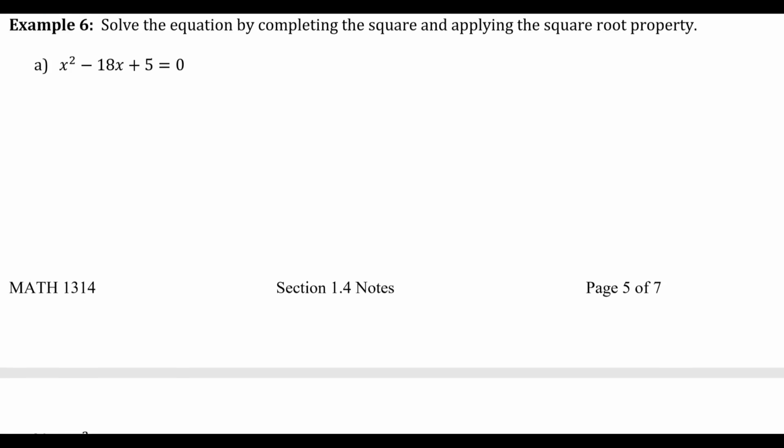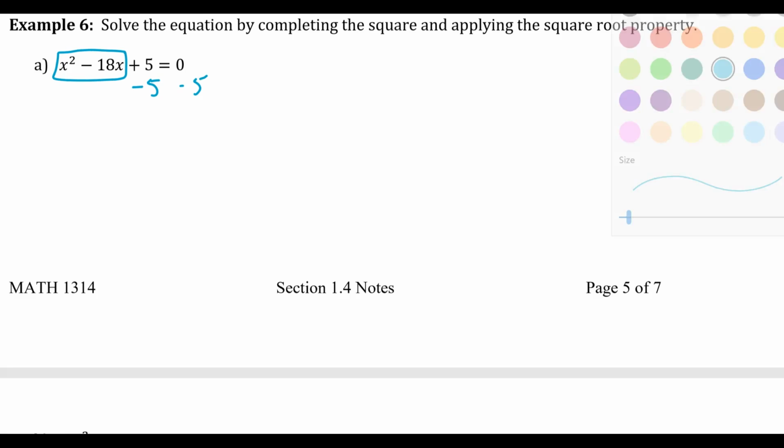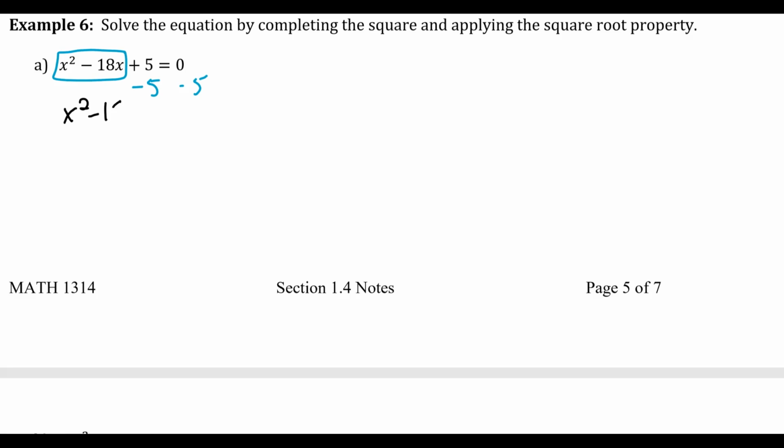So I have x squared minus 18x plus 5 equal to 0. So my first question is, is my leading coefficient 1? It is, so I don't have to do anything there. What I do need to do is get these terms by themselves, the variable terms isolated. So I'm going to subtract 5 from both sides. And so I get x squared minus 18x, and I'm going to leave some space, is equal to negative 5.